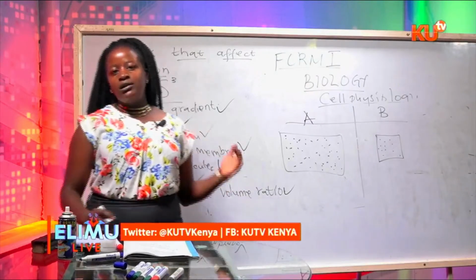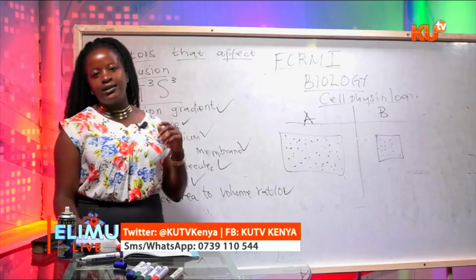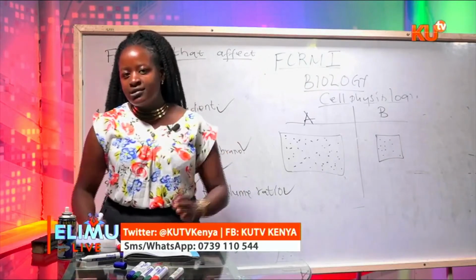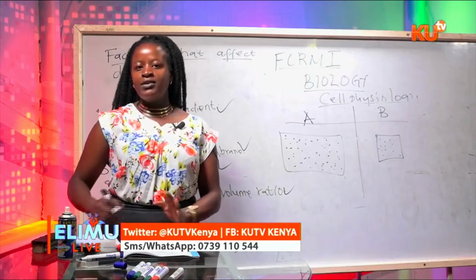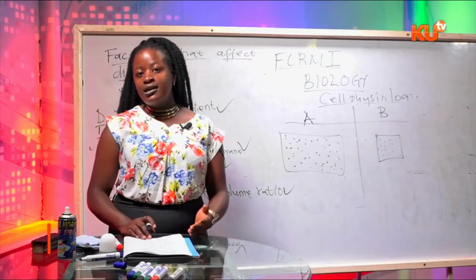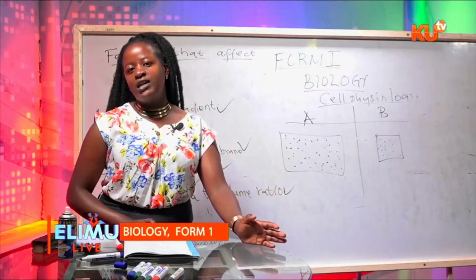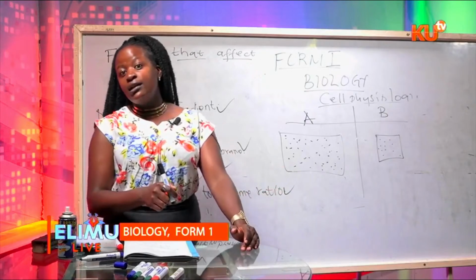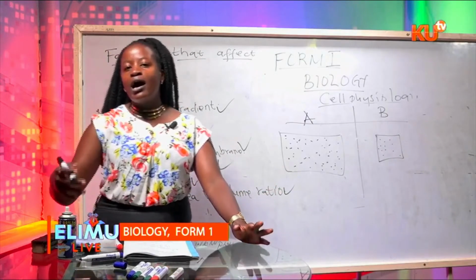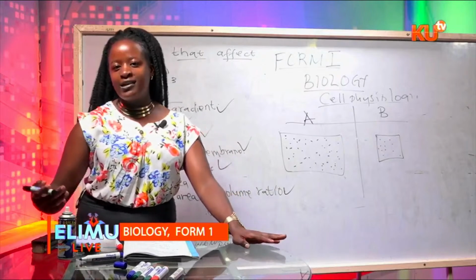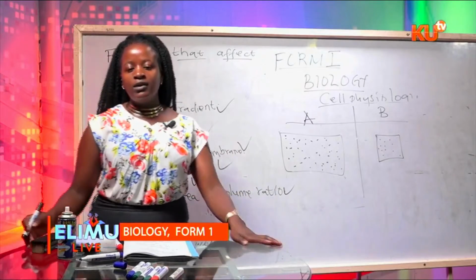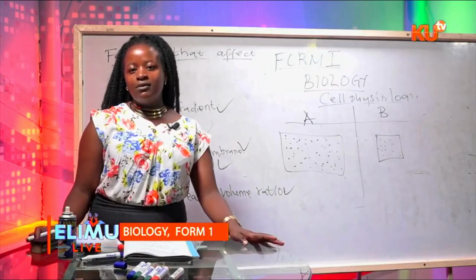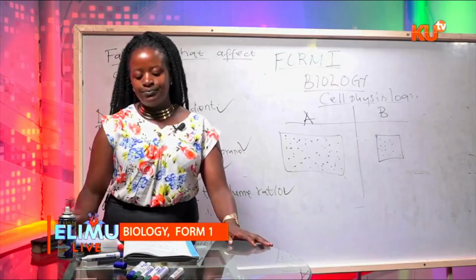Students, when you're outlining these factors and explaining them, you must give both sides. For example, if it's temperature, you must say, how does high temperature affect diffusion? Then explain also how low temperature affects diffusion. Don't leave your notes hanging. Don't leave your answers hanging.